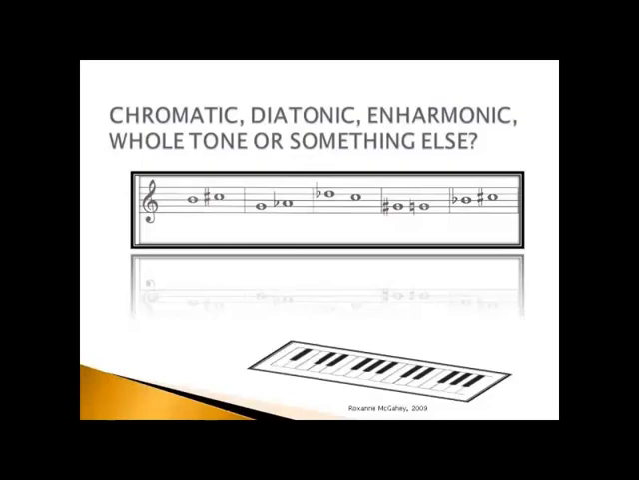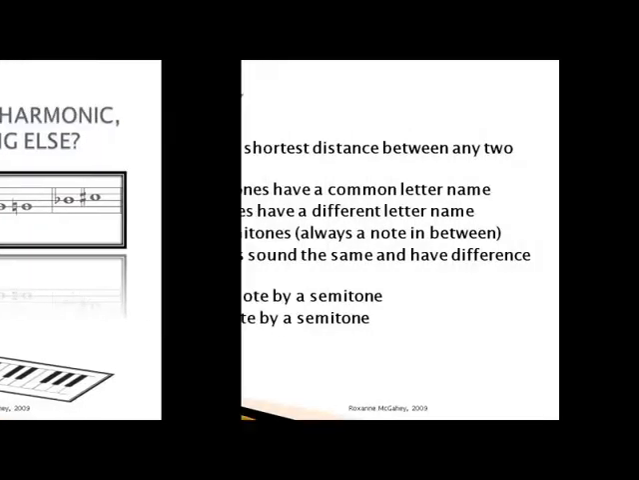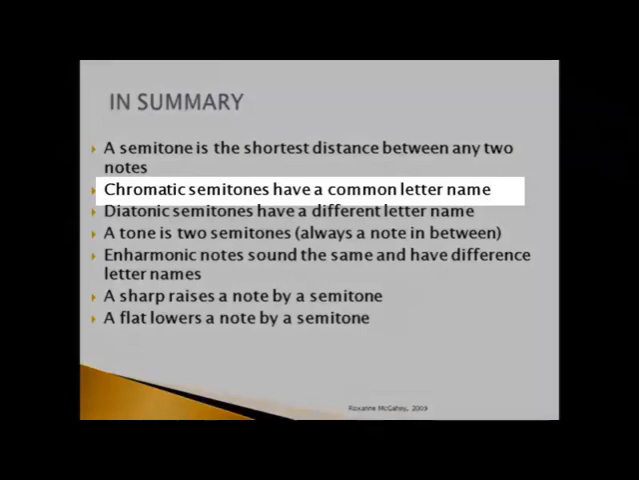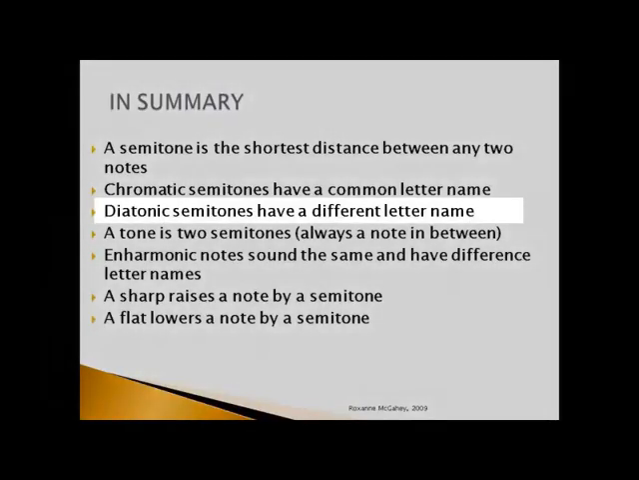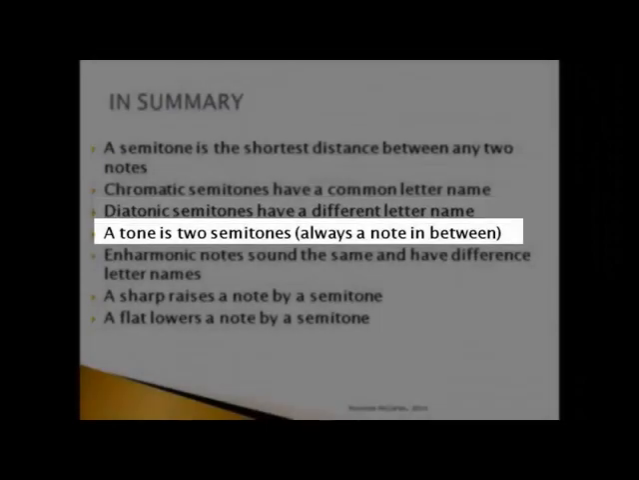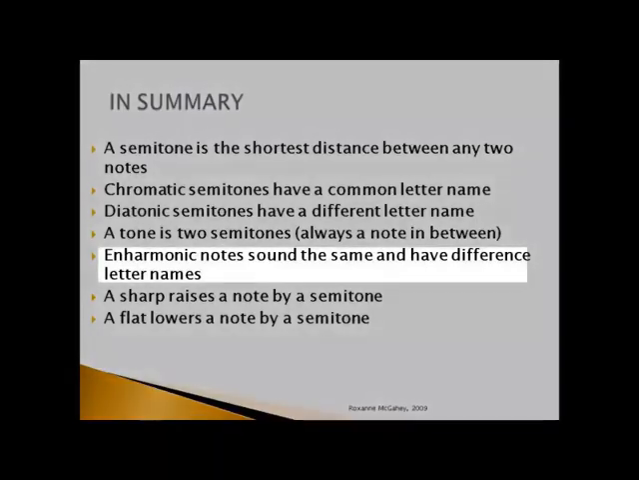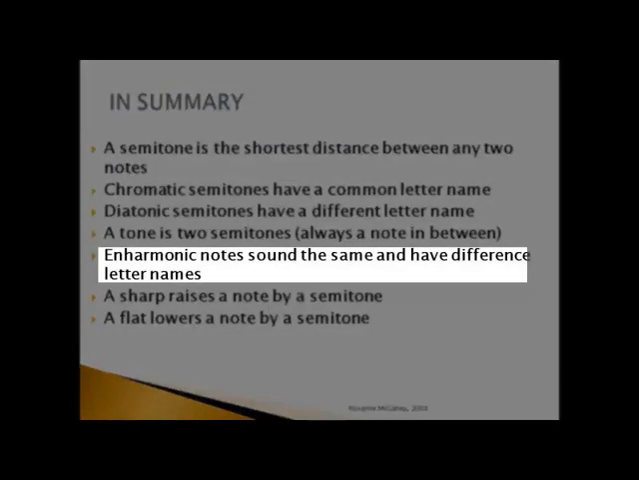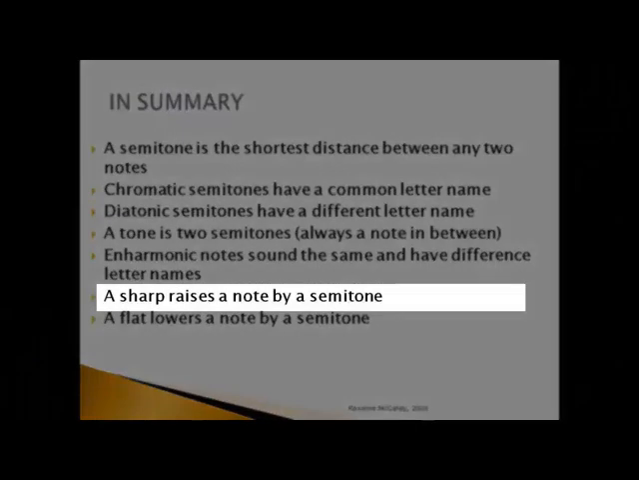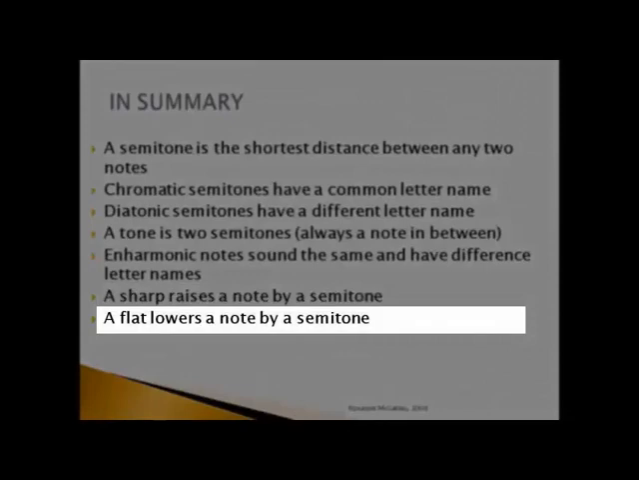To sum up semitones or half steps, just remember that it's the shortest distance between any two notes. Chromatic semitones have a common or the same letter name. Diatonic semitones have a different letter name. And a tone is simply two semitones. That means that when you have a tone, there's always a note in between, but only one note. Enharmonic notes have the same sound, but they have a different letter name. And just as a review from last time, a sharp is going to raise a note by a semitone, and a flat is going to lower a note by a semitone.